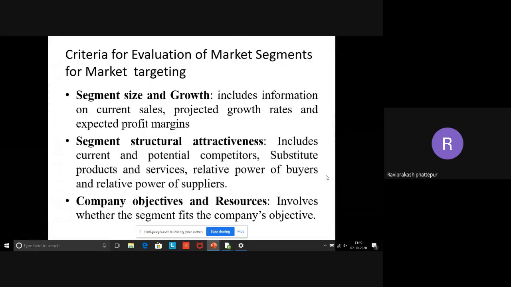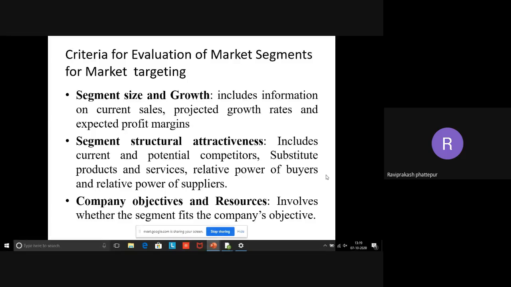Growth rates and expected profit margins. So if you are a beginner, you need to have a different pricing strategy. So what will you be doing? You'll have a penetration strategy where you are attracting more customers. As time goes on, you cannot use the same strategy, so you need more profits also.